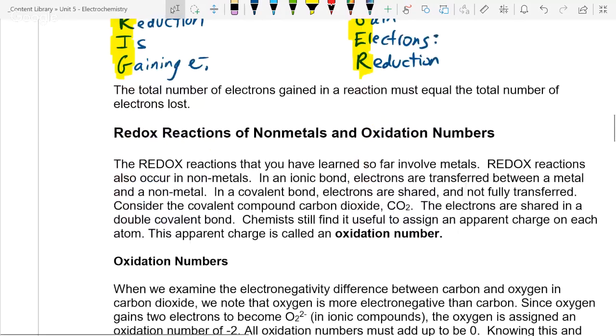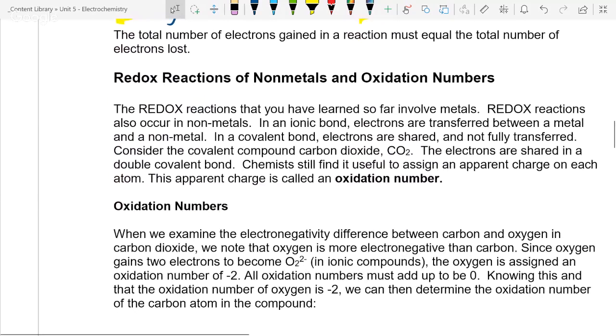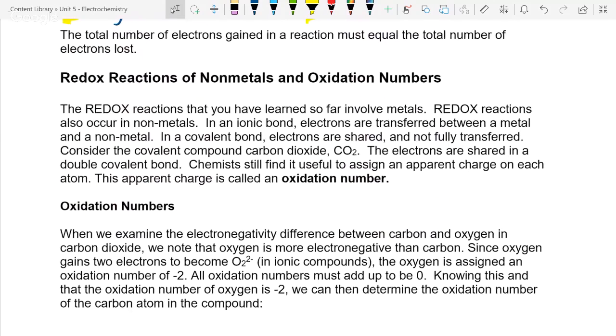You can have reduction and oxidation of nonmetals. So the redox reactions that you've learned so far involve metals. Redox reactions also occur in nonmetals. In an ionic bond, electrons are transferred from a metal to a nonmetal. But in a covalent bond, electrons are what? In covalent bonding, we do what with electrons? Yeah, we share them. Good. And they're not fully transferred.